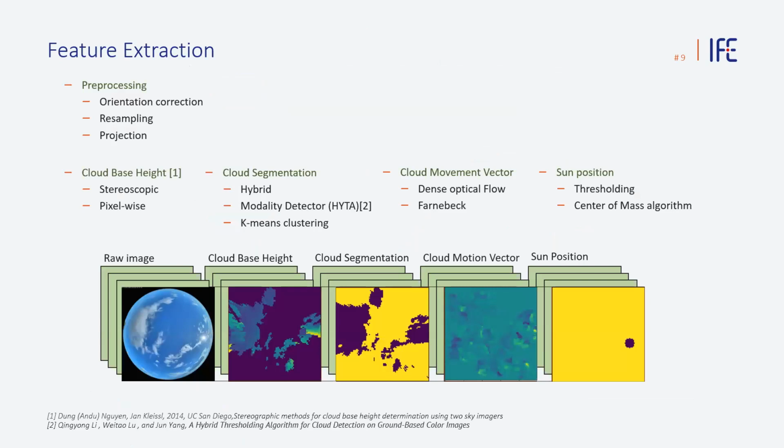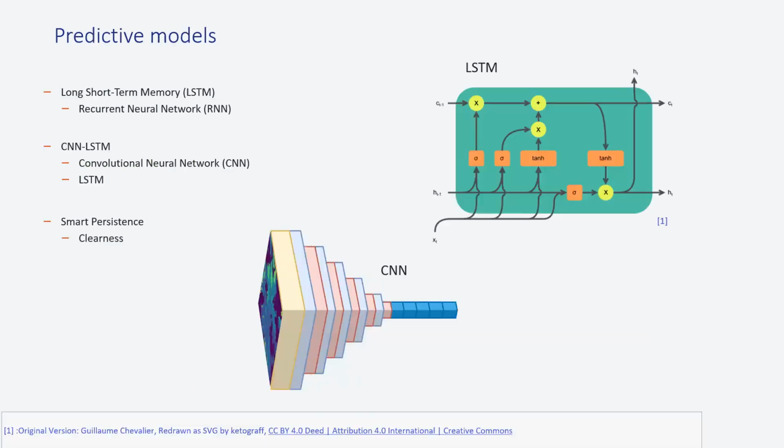For our feature extraction, we pre-process our images by correcting for orientation and also the geometry of the equidistant fisheye lens. We resample to lower the data size, and then we extract our features. We extract cloud base height, which is pixel-wise, using the stereoscopic vision of the 2 cameras. We segment the image into cloud and sky, and we extract the cloud movement vector. We also give the model a mask of the position of the sun.